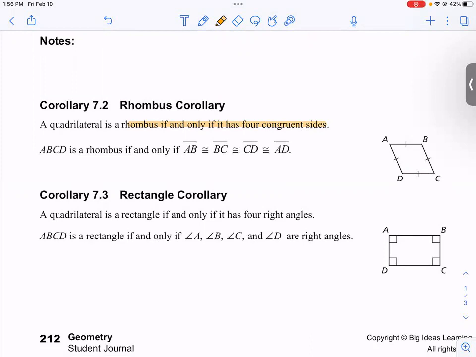Okay, I see a couple people without their student journals. If you don't have your student journal, then you should be writing this in a notebook somewhere. If you have your student journal, get it out.